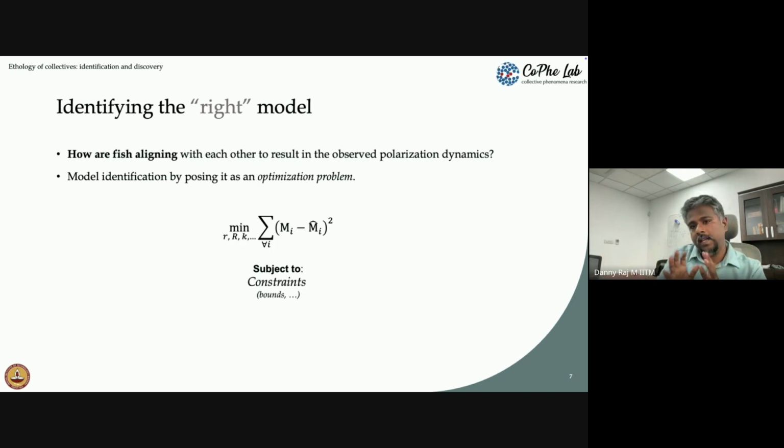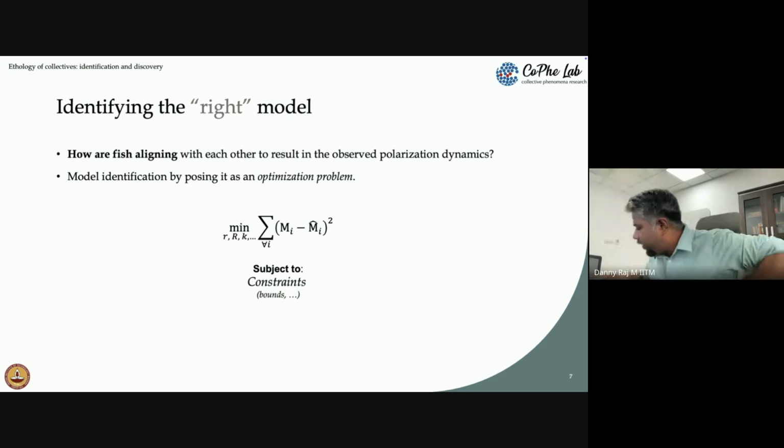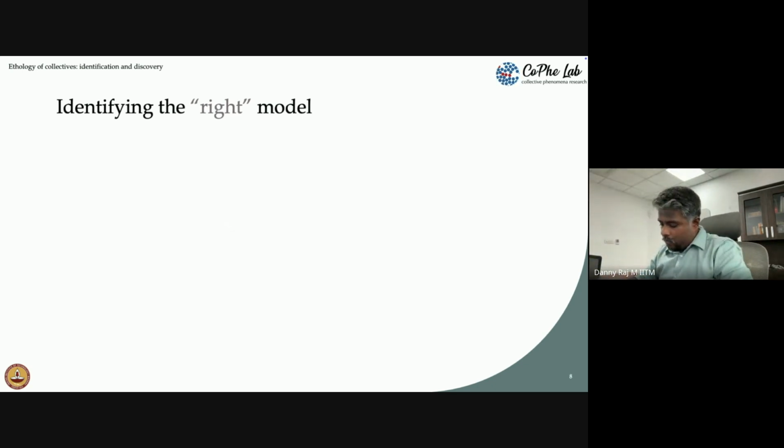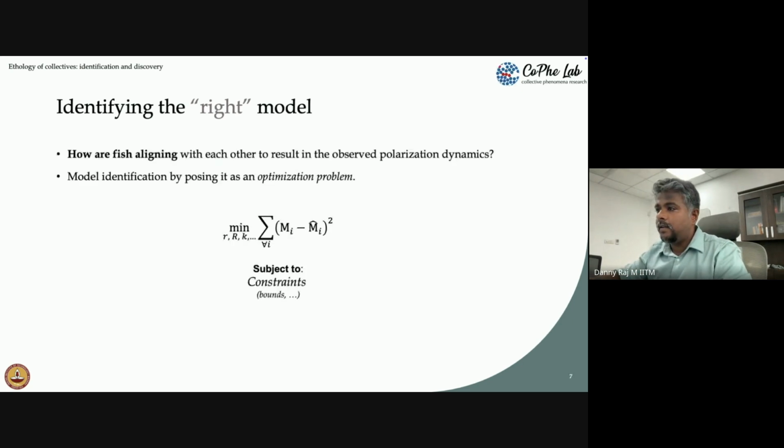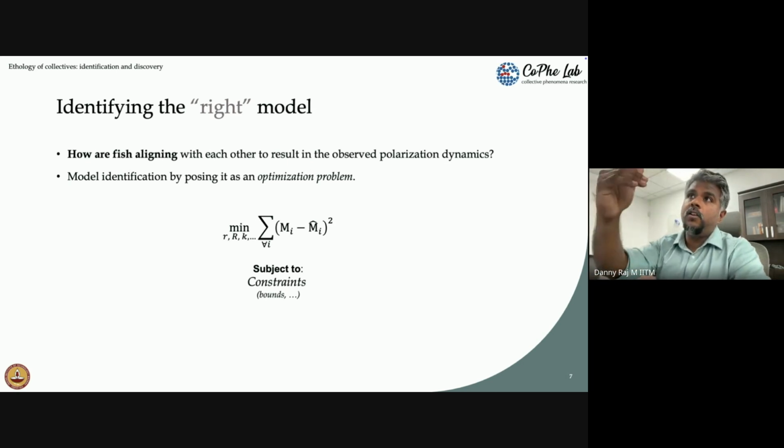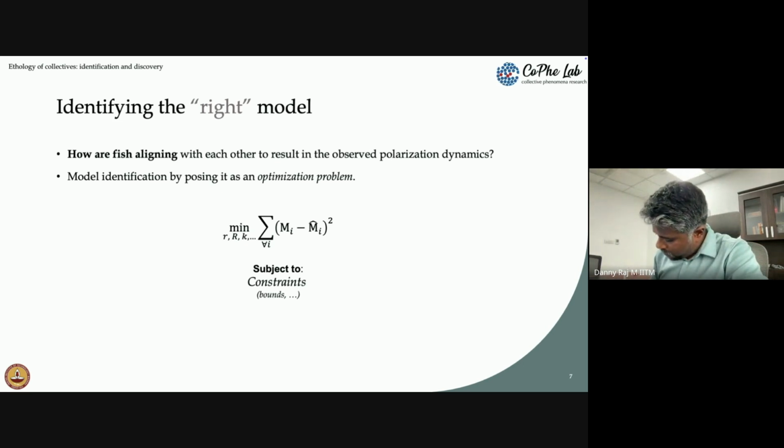For those not in engineering and physics, this might look a little scary, but let me break this down for you. So what you're seeing here is basically we want to ask the question that I just posed in English in a mathematical formula. So how close are my predictions to the reality? These are in some sense my predictions.